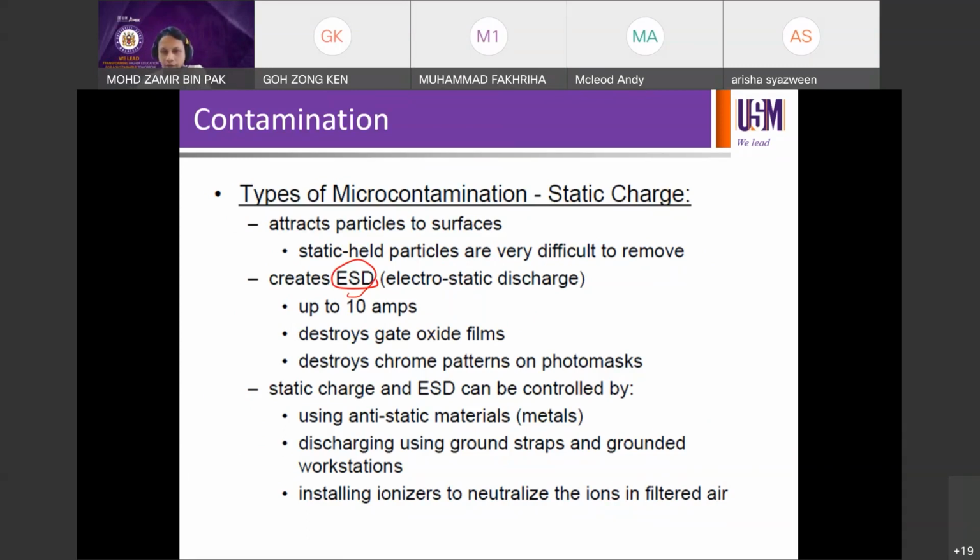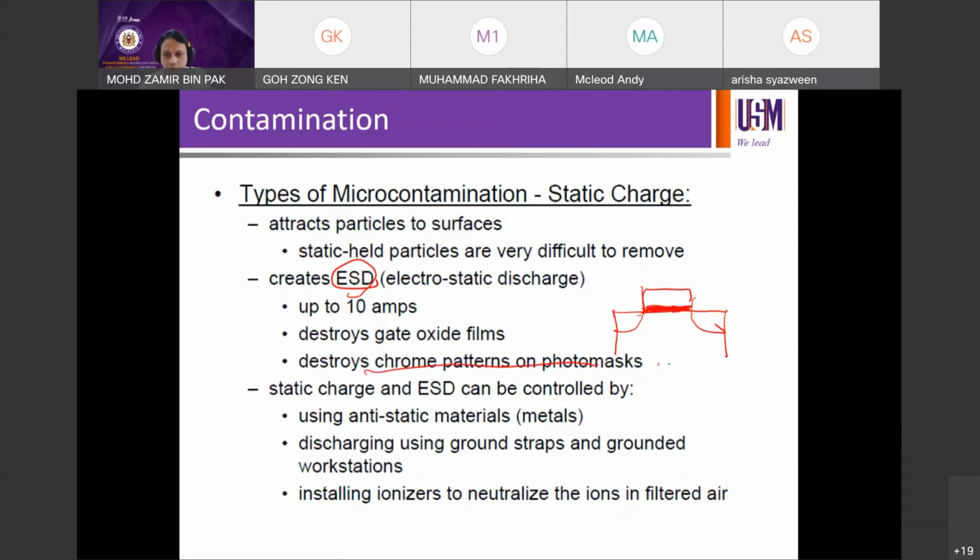Right, so it will destroy the gate oxide. If you talk about a MOSFET, for example, then your gate oxide will be damaged, right? The gate oxide, the red region here.